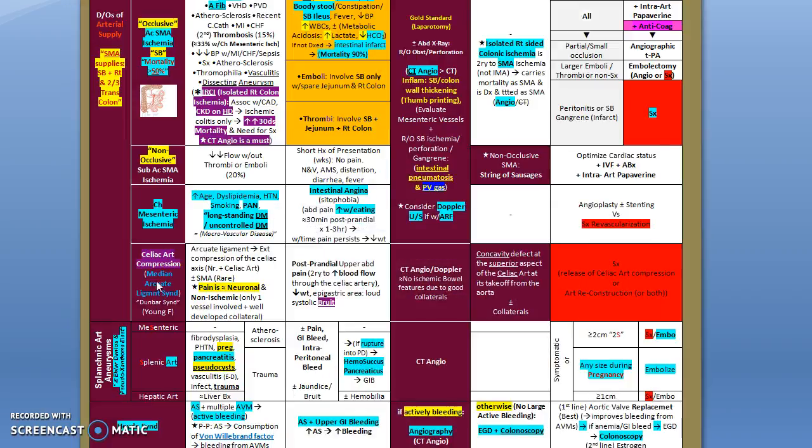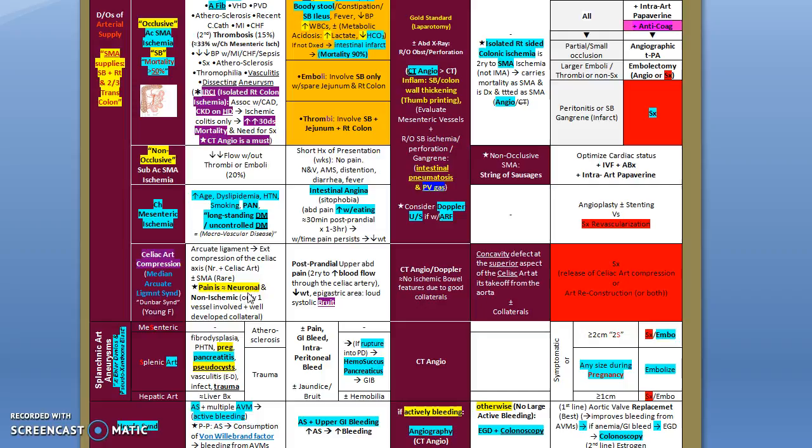So we're going to discuss now what we call the celiac artery compression syndrome, or the median arcuate ligament syndrome. It has another name also called Dunbar syndrome. This is a syndrome that usually occurs in young females. What happens is that the arcuate ligament poses an external compression on the celiac axis, both the nerves and the celiac artery. It might also lead to superior mesenteric artery syndrome.